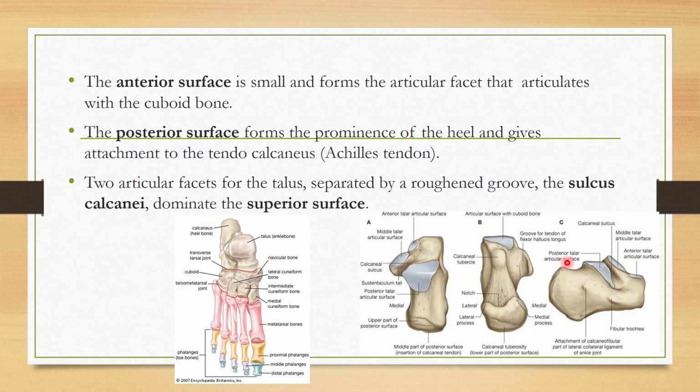So what we have learned for the superior surface, on the superior surface we have 3 facets and one calcaneal sulcus. So in this slide we have discussed 3 surfaces, anterior surface which was giving attachment to the cuboid bone, posterior surface which was giving attachment to the tendon Achilles, and superior surface which is giving attachment to the talus bone, having 3 articular facets so that the talus can be articulated here, and there is a calcaneal sulcus which is in between the middle and the posterior talar articular facet.